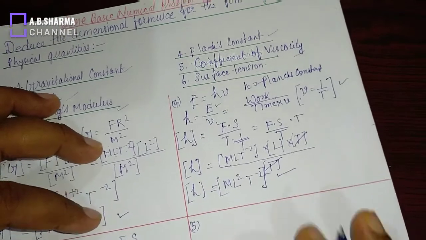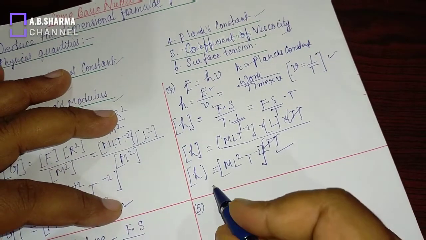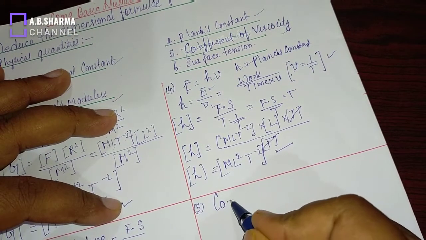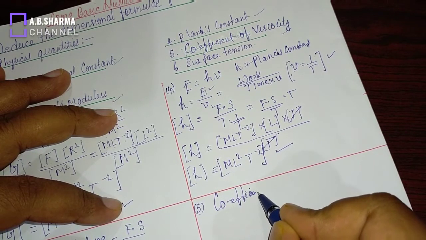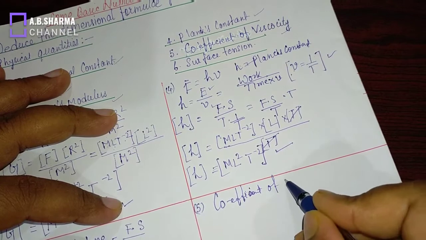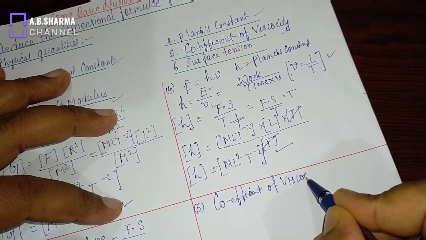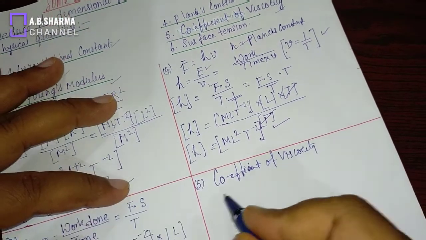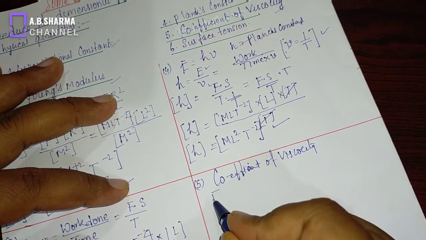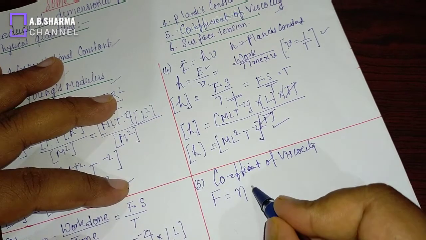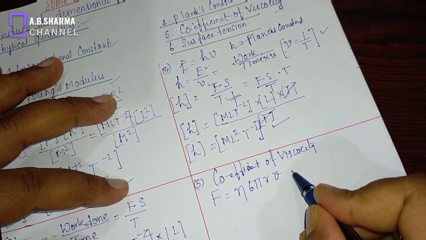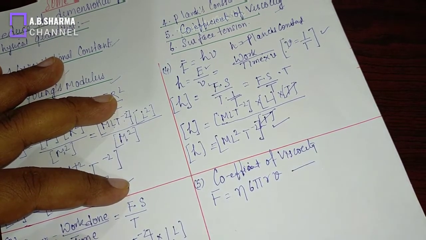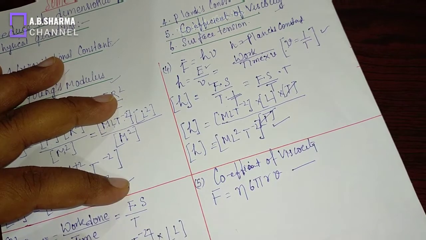Next is coefficient of viscosity. What is the formula? We know that from Stokes law, F equals zeta 6 pi RV. This formula is from Stokes law. You will study it in fluid mechanics.